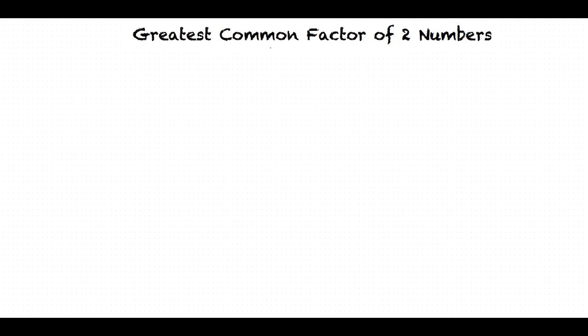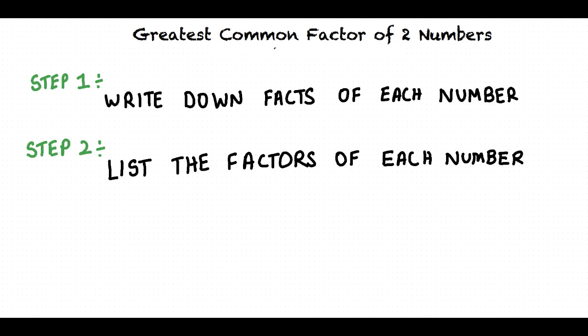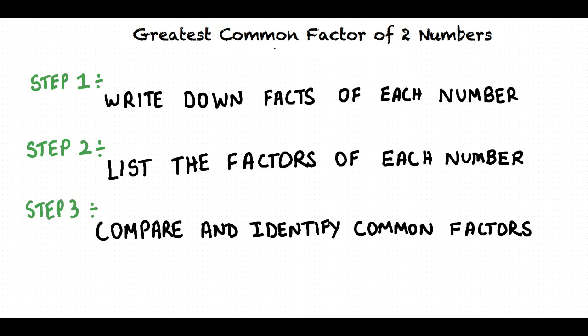I think I understand. But just to be sure, while determining the GCF of two numbers, first step would be to write the multiplication facts of each number. Next, we list out the factors of each number. Finally, we compare the two lists and identify the common factors. The greatest number among the common factors would be the GCF of the two numbers. That is correct.